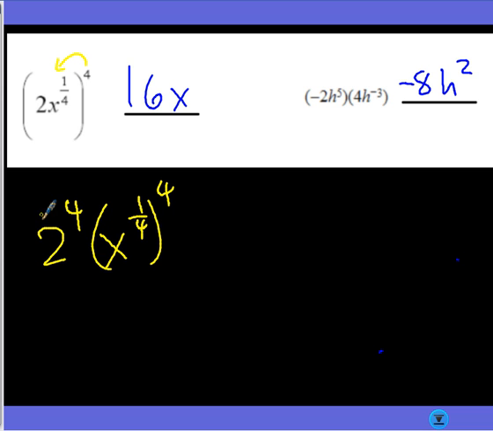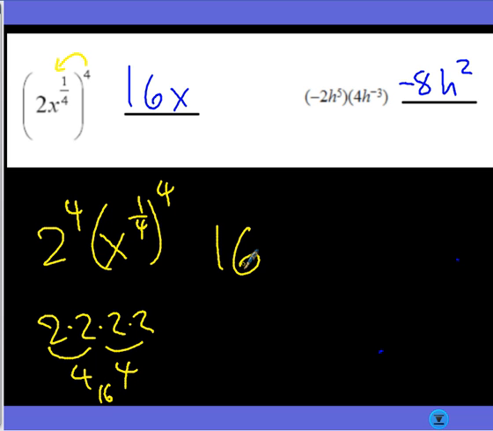So anyway, 2 to the 4th is 2 times 2 times 2 times 2. So it's 4 times 4. It looks like it's 16, right? And my power rule, power to a power, says multiply exponents. 4 times 1 over 4 is 1. So it's 16 to the 1, which is just 16, and x to the 1, which is just x. Okay?